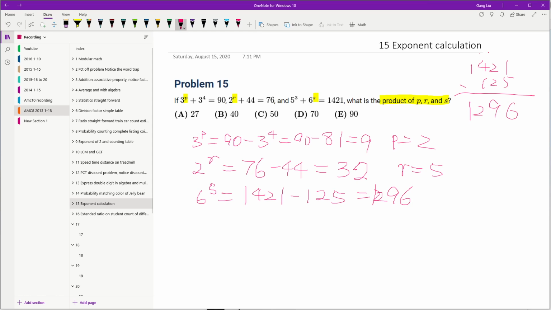And then this S is going to be equal to 4, because 36 multiplied by 36 is going to be equal to this number. So the product of P, R, S equals 40.